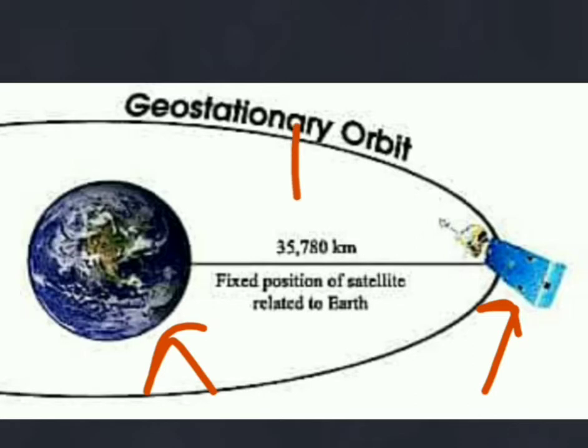Now, if you place the satellite at a height of 35,800 kilometers approximately from the surface of the Earth, and if we see the time taken by it to complete one path around the Earth, that comes out to be 24 hours. So, when such things happen, we say we have a satellite that's called a geostationary satellite.